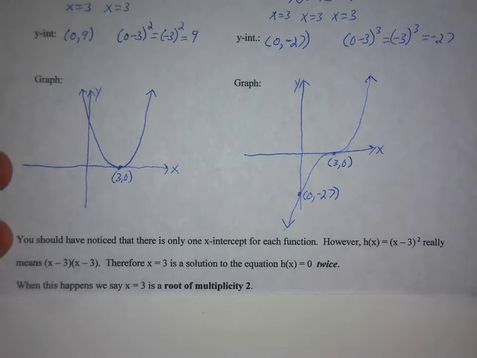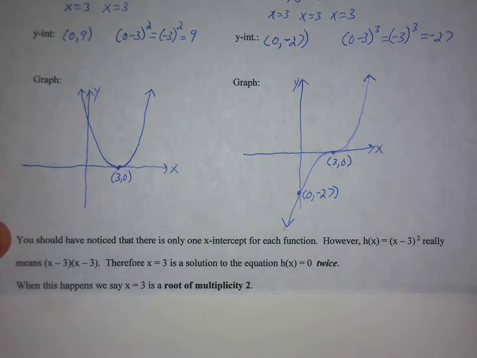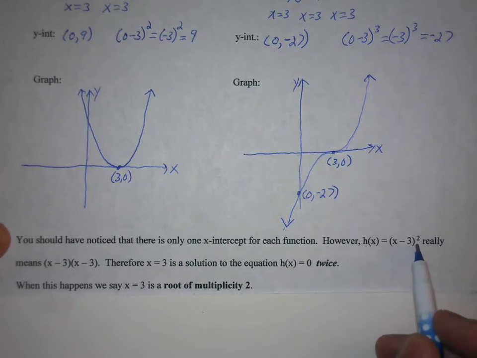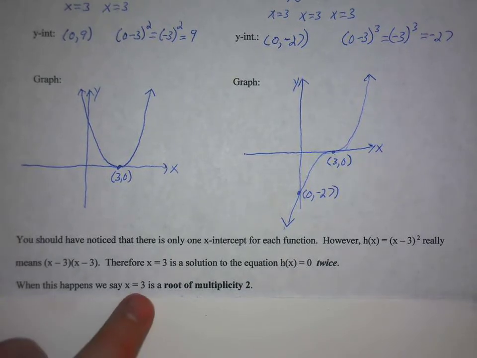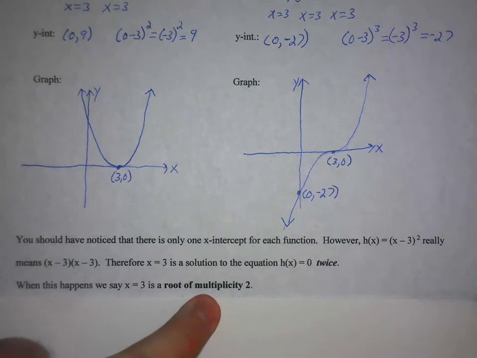So we should notice that there's only one x-intercept for each function. However, h of x equals x minus 3 squared really means x minus 3 times x minus 3, which means that x equals 3 is a solution to the equation h of x equals 0 twice. So when that happens, we say that x equals 3 is a root of multiplicity 2.